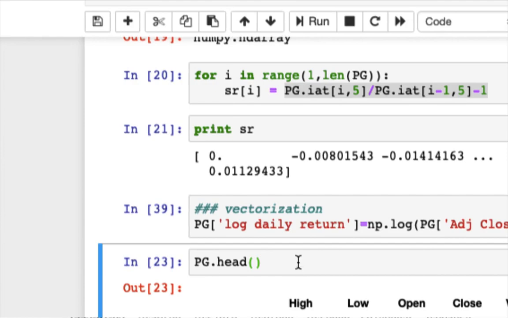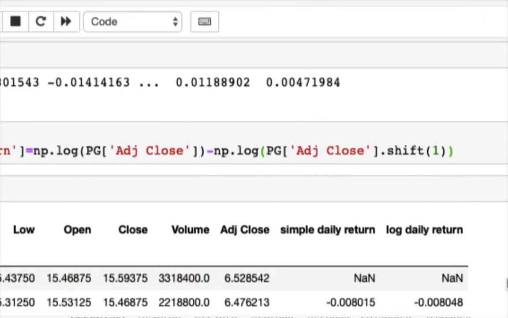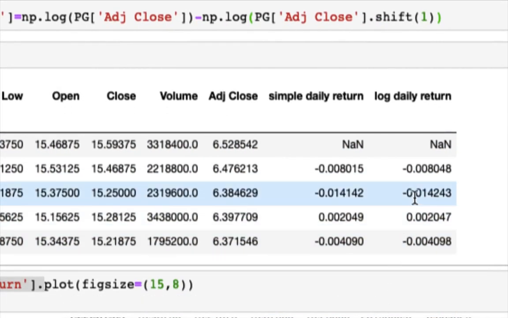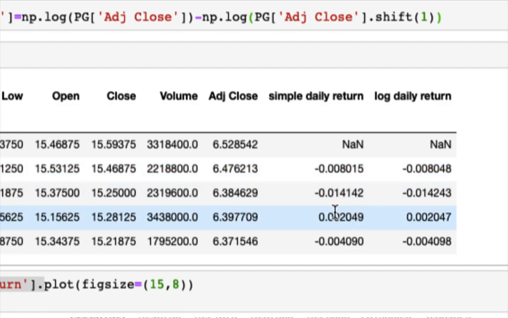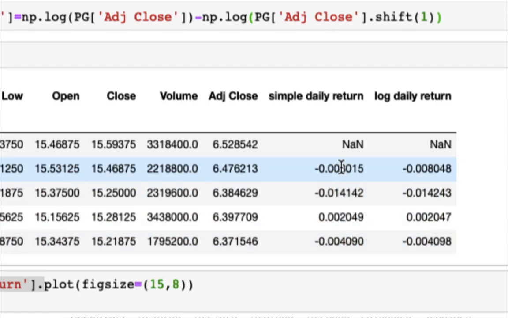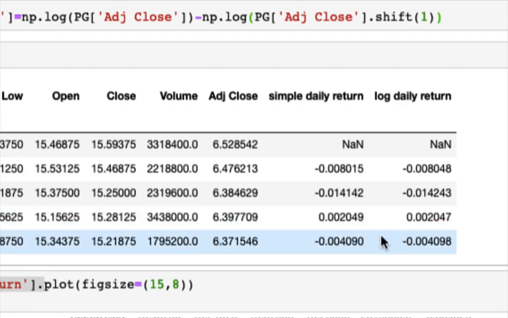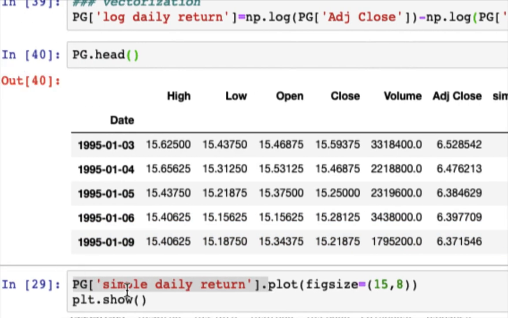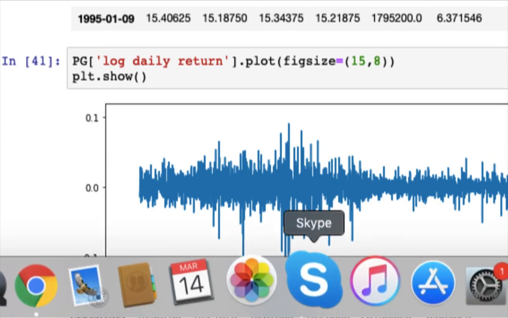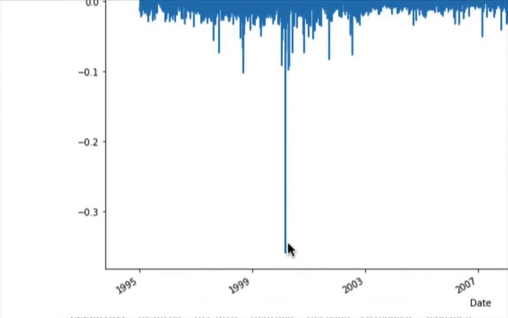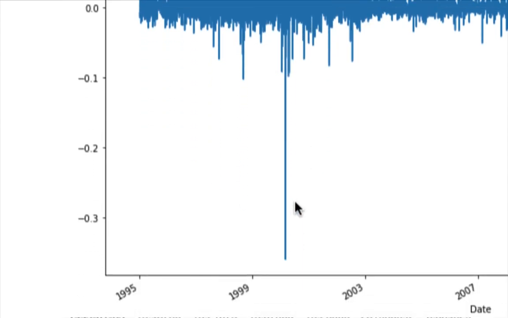Let's see. You have it? Yeah. Let's compare them. Can you see they are pretty similar? Daily simple return and logarithmic return are very similar if the rate of return is very small. In case where the rate of return is large, they are not so similar. So this is the log daily return. Let's see. Oh, here the drop was more than 30%.